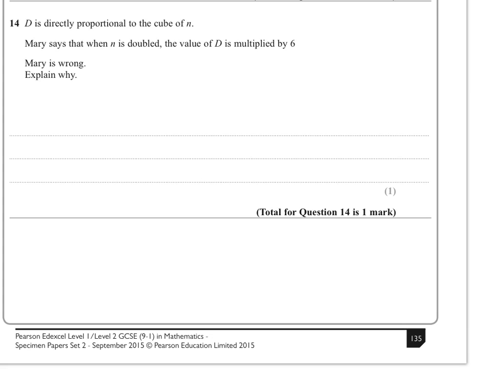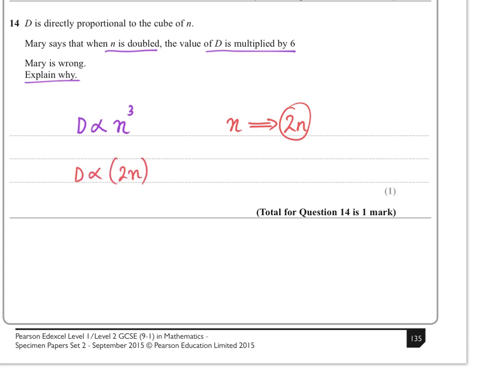Question 14. It says here that D is directly proportional to the cube of n. Mary says that when n is doubled, the value of D is multiplied by 6. Mary is wrong, and we've got to explain why. Well, let's have a look at this in more detail. If n is doubled, n would turn to be twice as much as it was originally, i.e. 2n. So that means D would then be proportional to 2n all cubed, which is 2n multiplied by itself again.